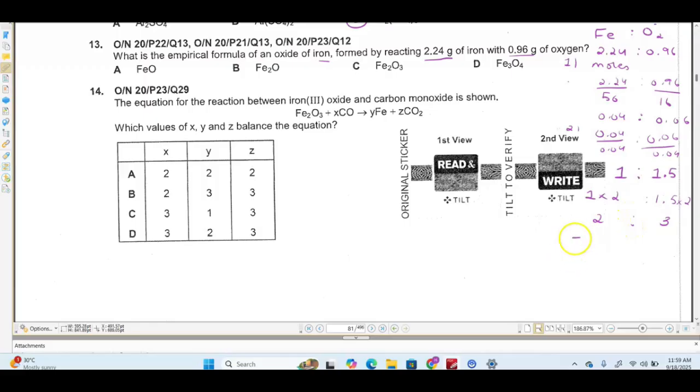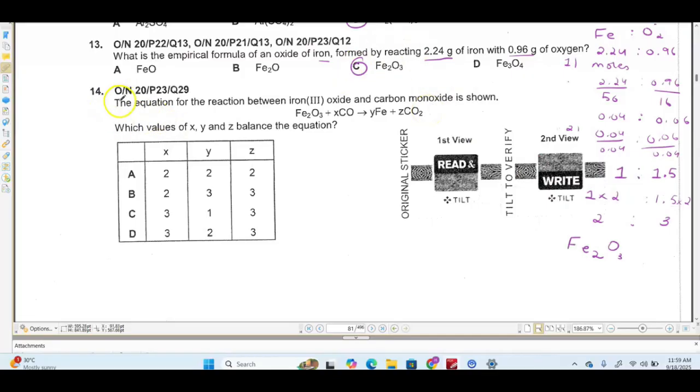So for iron, we have 2, and for oxygen, we have 3. So the empirical formula for iron oxide would be Fe2O3. So C is our correct option. Okay, moving forward.